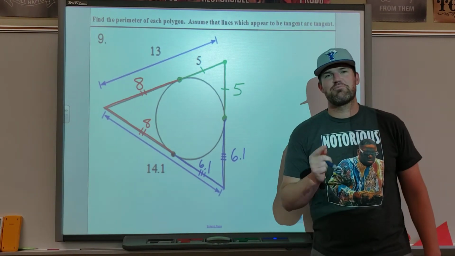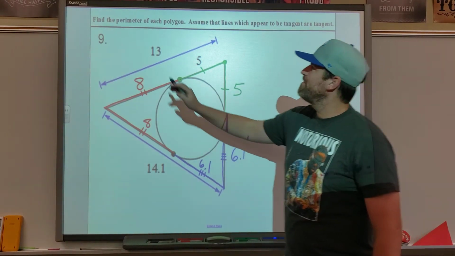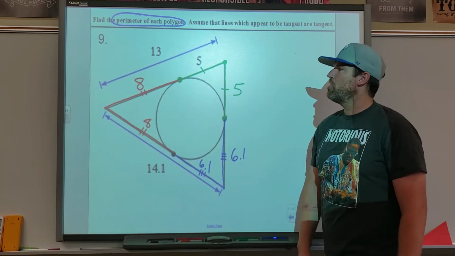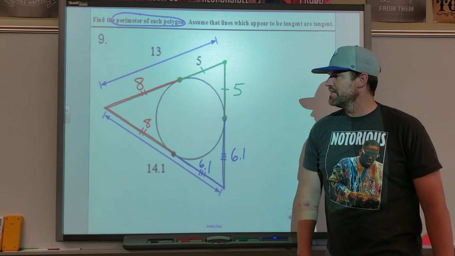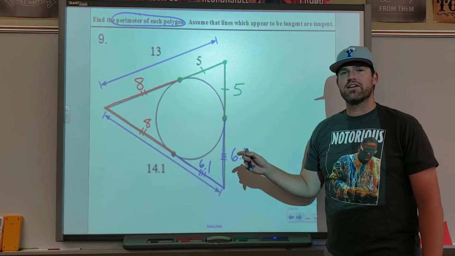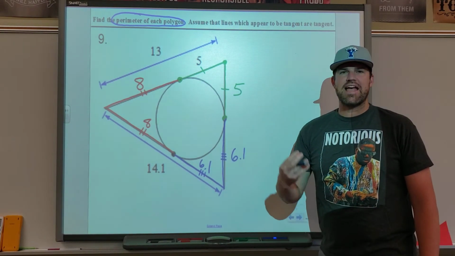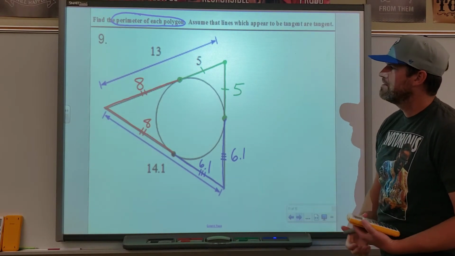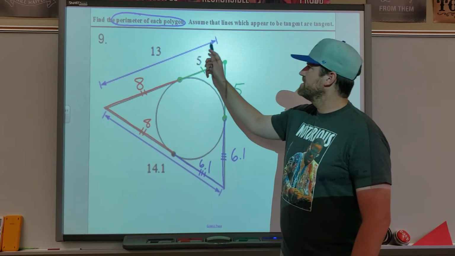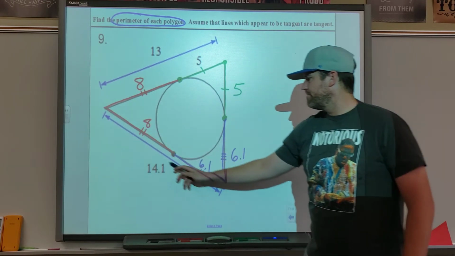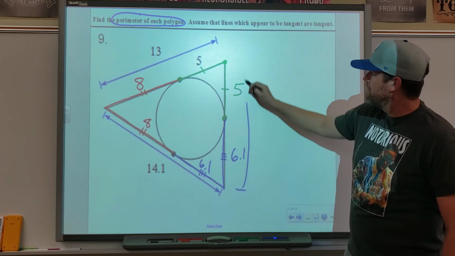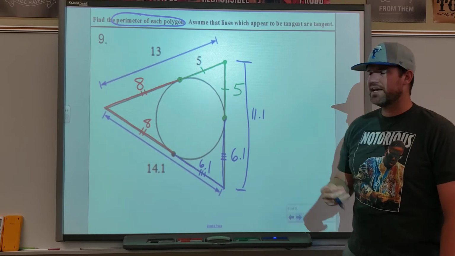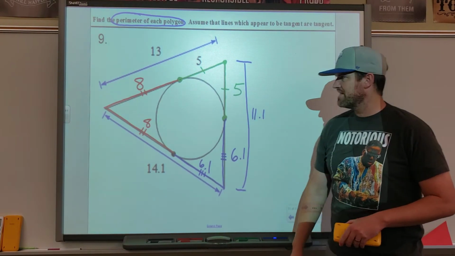Now I'm going to actually read what this problem wanted me to find. This problem says, find the perimeter of the polygon. So the polygon is the shape outside of the circle in this problem, which in this case was a big triangle. And to find the perimeter means add up all of the sides. And so now that I found all of the sides, I can do this a couple ways. I can take the 13 plus the 14.1 plus this whole side, which was 11.1. Right, I can add up those three long pieces together.